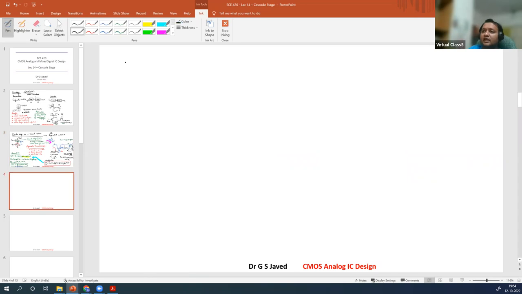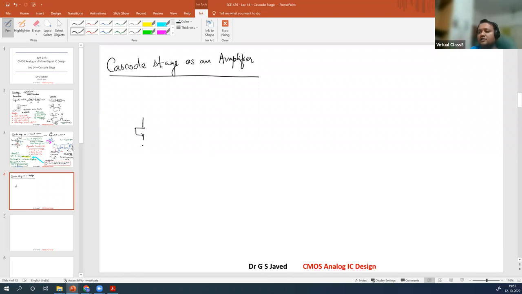Next, we will see the Cascode stage as an amplifier. What is this stage here? Again, you will have a similar type, but I will draw the circuit in a different manner, just to differentiate and recall this in a much later lecture also. As an amplifier, I need an input device. So here is my input, and this is the output, and this is my output stage. So this is my common source amplifier.